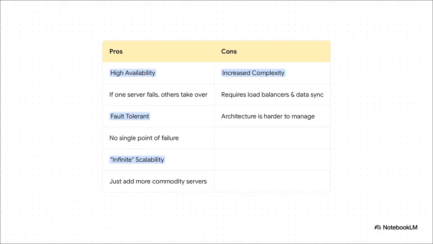The advantages of this model are just massive. You get high availability and fault tolerance. If one car in your fleet breaks down, the dispatcher just sends people to the other cars. There is no single point of failure. And the scalability is, in theory, limitless. You just keep adding more affordable standard servers. The trade-off, of course, is complexity. Now you have a whole new set of problems to solve, like making sure every single server has a consistent view of the data. That's a huge engineering challenge.